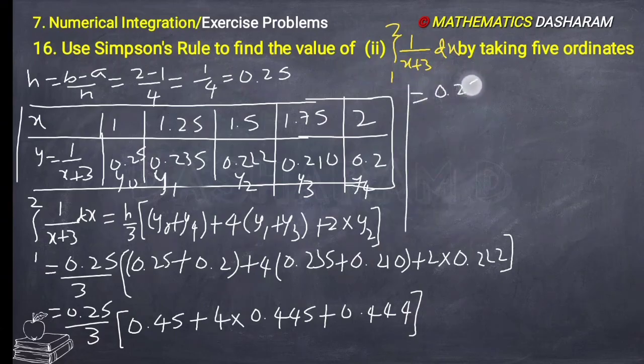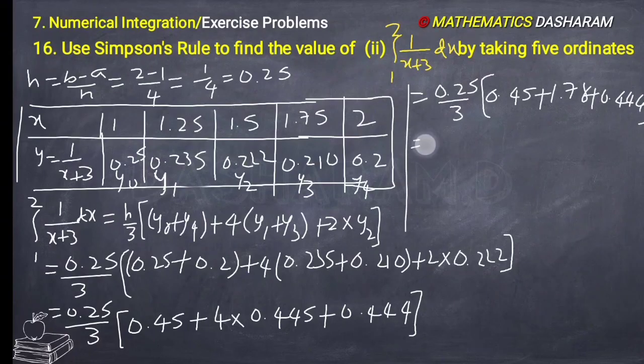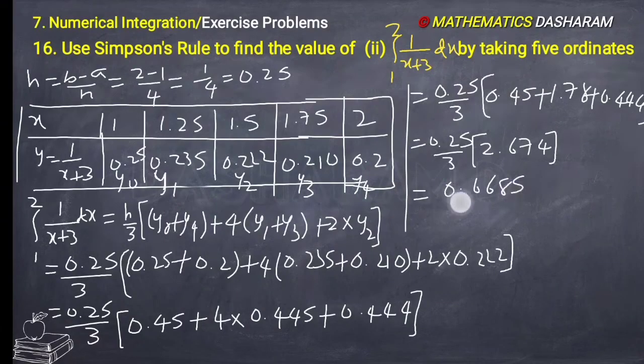Next it equals 0.25 divided by 3 bracket of 0.45 plus 4 into 0.445, which is 1.78, plus 0.444. So 0.25 divided by 3 bracket of 2.674. So it is 0.6685 divided by 3, which equals 0.222. This is our required answer.